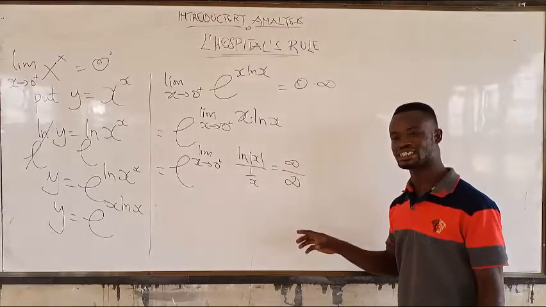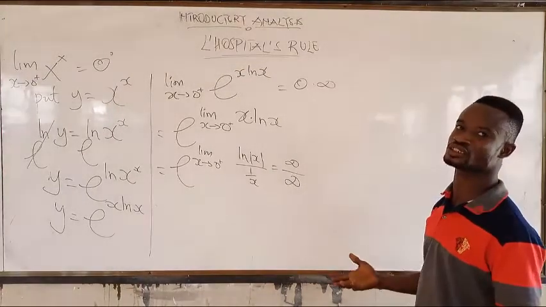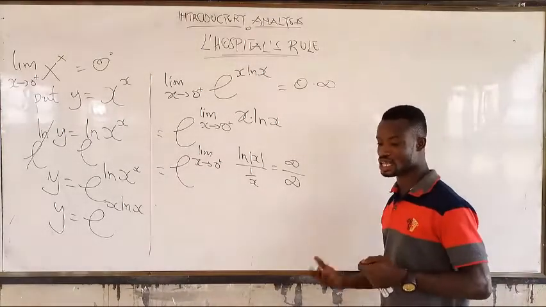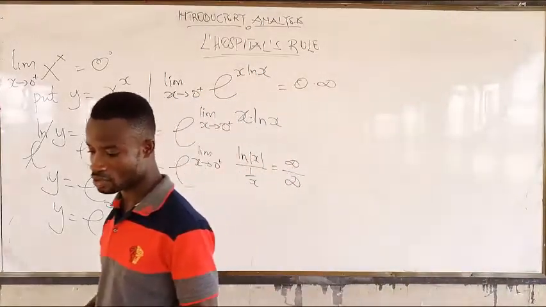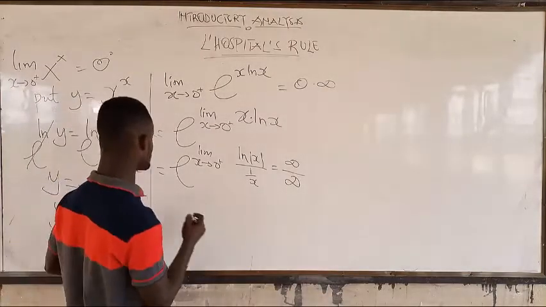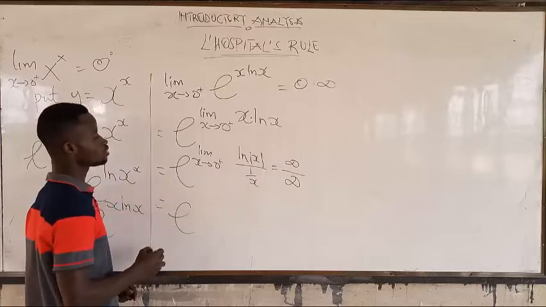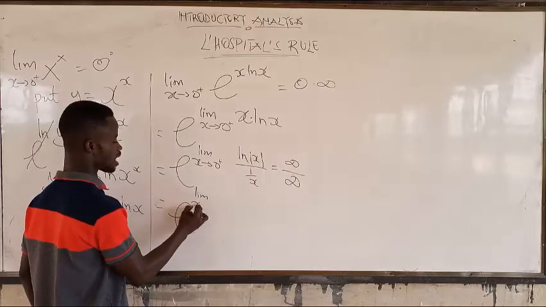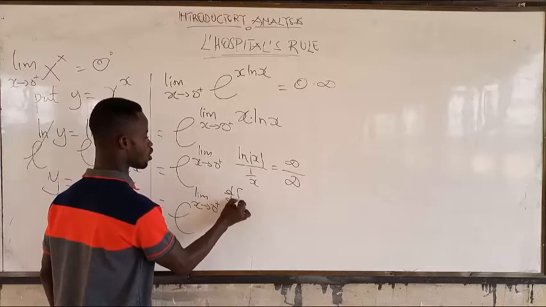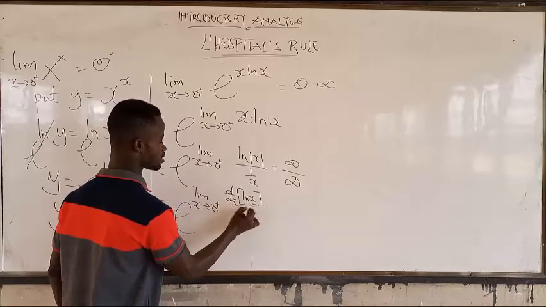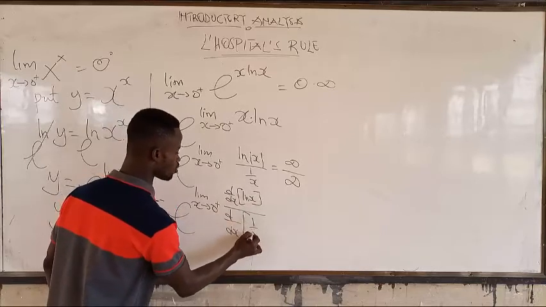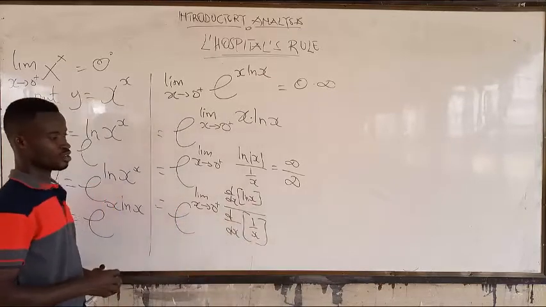So now that we have the indeterminate form, we can move on and apply L'Hôpital's rule. Very good. So this is what we have: e raised to the limit as x approaches 0 from the right. Then we take the derivative of ln x over the derivative of 1 over x. Very good.